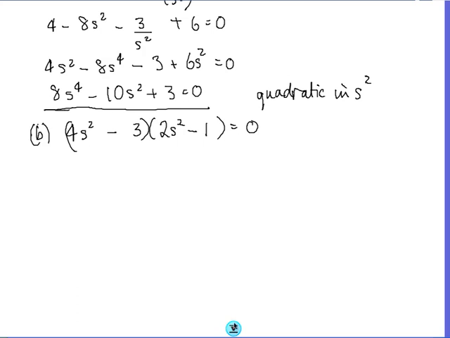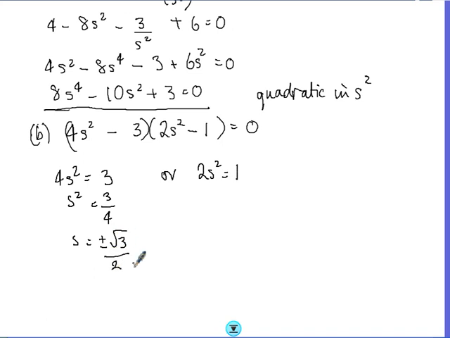Giving us a little bit more space here. So for the two solutions, I've got 4s squared minus 3 is equal to 0, or 2s squared minus 1 is equal to 0. I think we can do that step in our heads. This is giving me s squared is 3 over 4, so s is plus or minus root 3 over 2. Rather nice. Look, there it is. That we should recognise, plus or minus root 3 over 2.